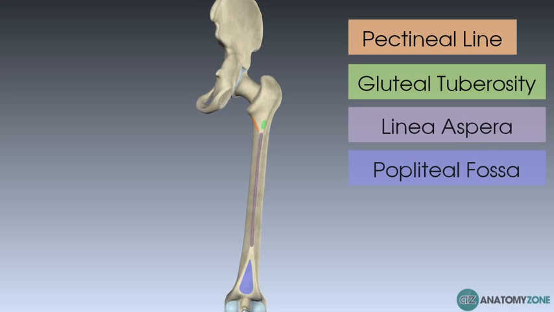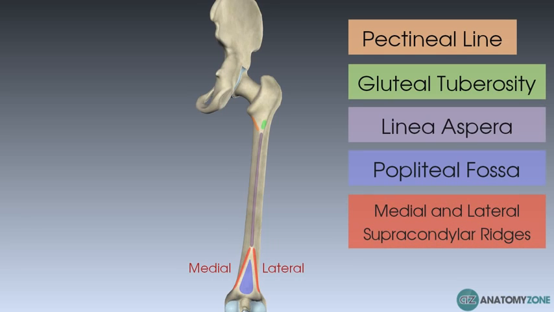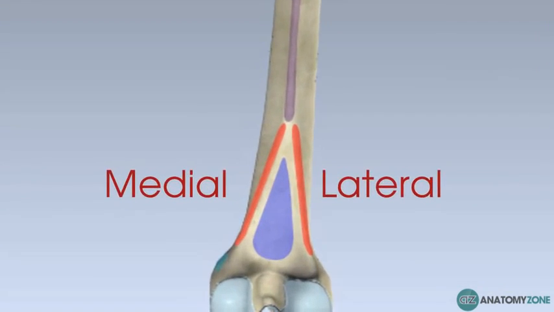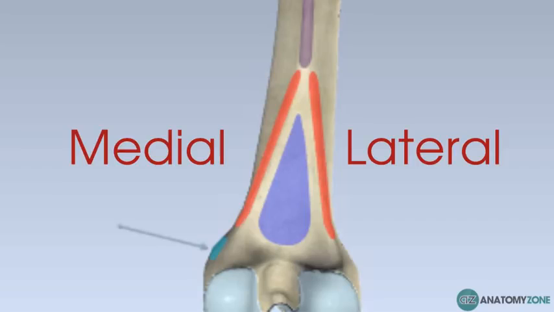So finally, the linea aspera widens out to form these two ridges, called the medial and lateral supracondylar ridges. And the medial one stops at this bump, which is called the adductor tubercle, and that's where the muscle adductor magnus attaches.